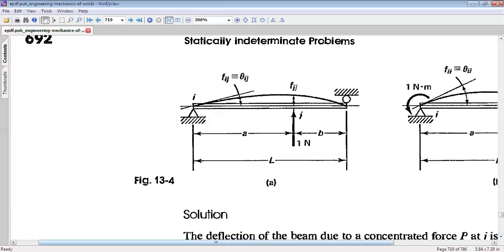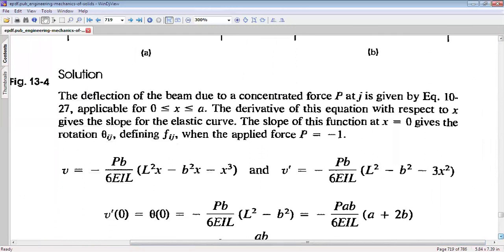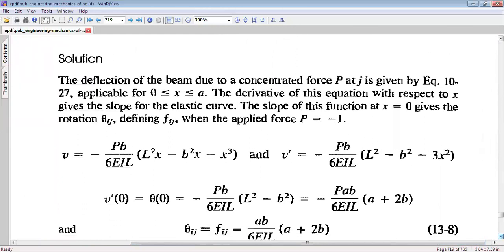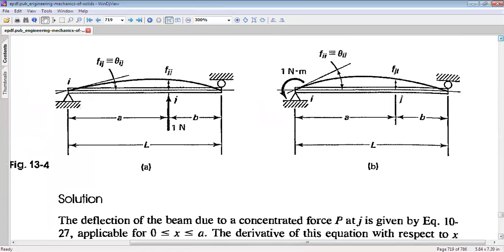So for this, we know that the deflection expression is given by v equal to minus Pb by 6EIL bracket start L square x minus b square x minus x cube bracket close. If we differentiate it, we get v dash equal to minus Pb by 6EIL bracket start L square minus b square minus 3x square bracket close, where a and b have the meanings as depicted in this figure.